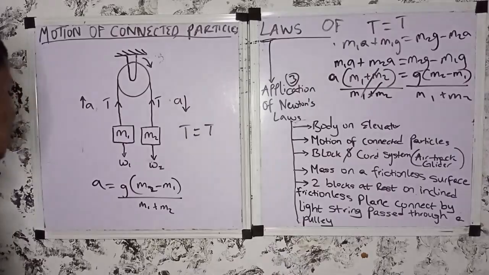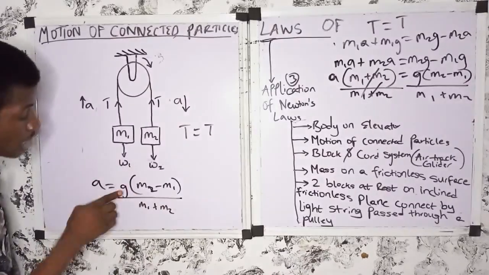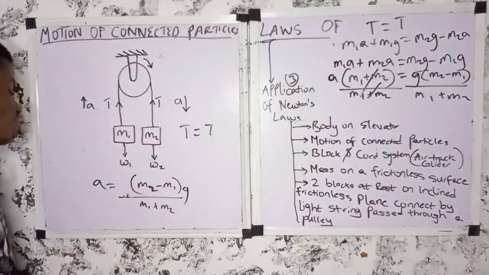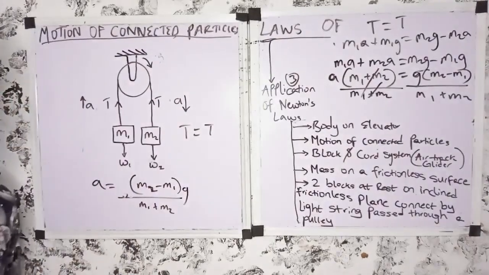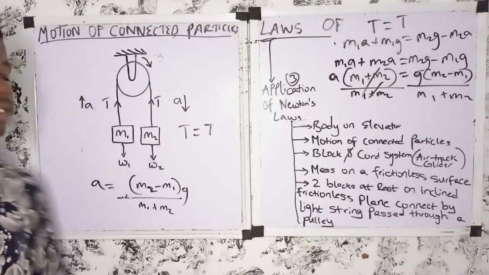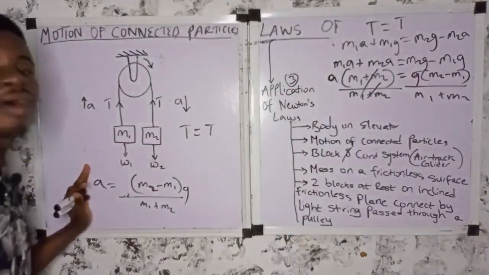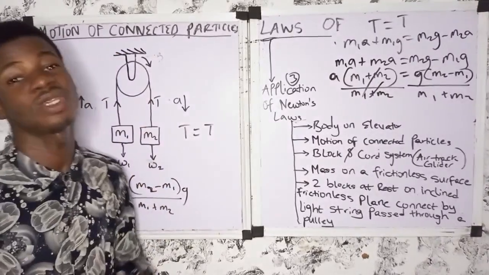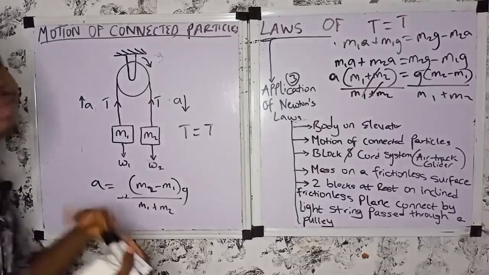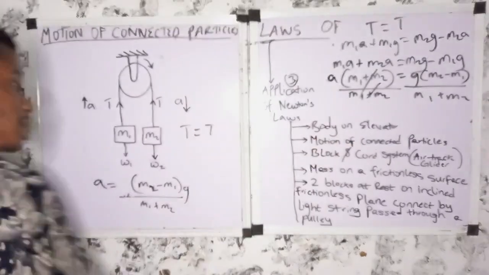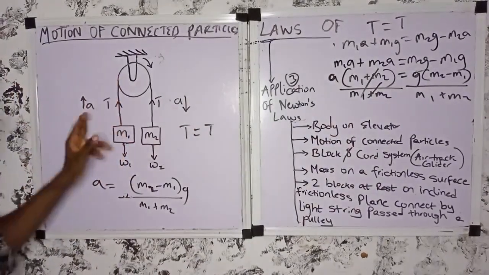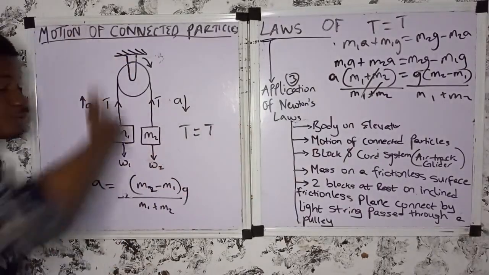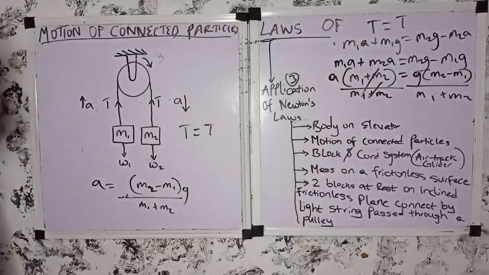So this is it. Okay, g can be here or g can also be here, it's the same thing. So this is the formula to calculate the common acceleration in motion of connected particles. Okay, so it's very easy. You can cram it or you can just learn how to derive it. It's just easy. Just make sure you know whether the acceleration is positive or negative.